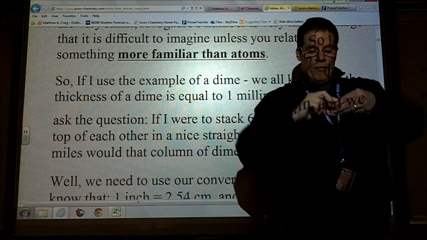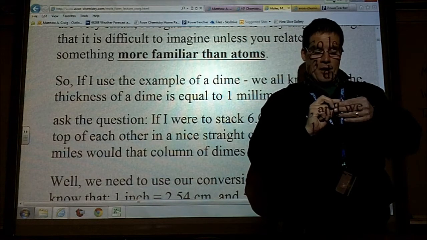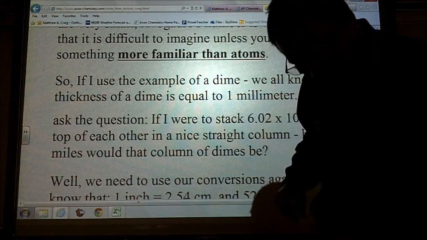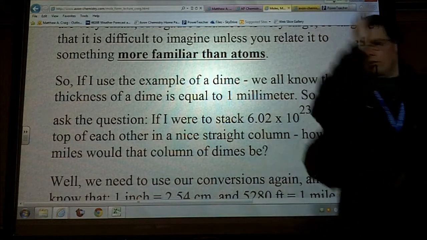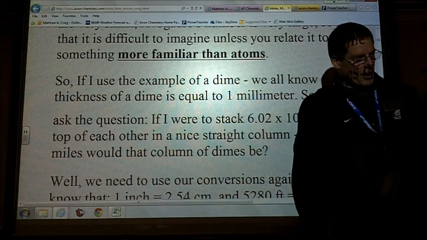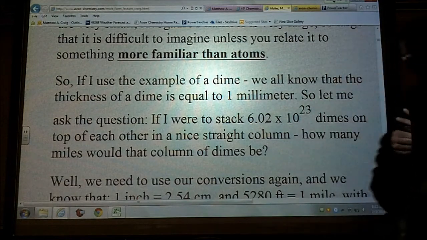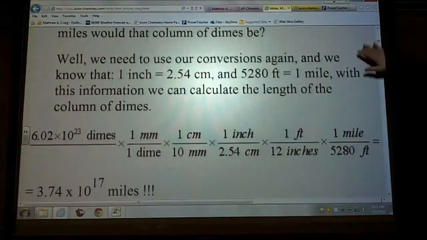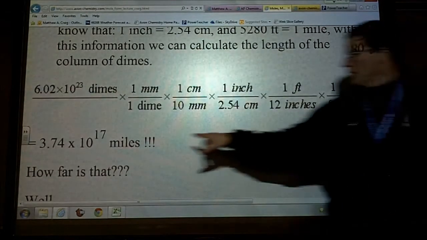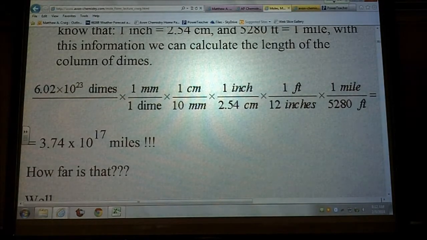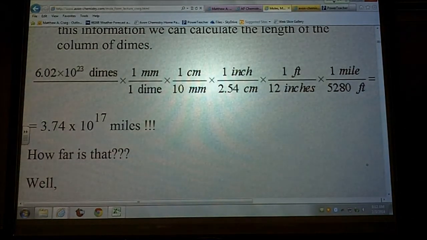Very good. So, I know it's early in the morning here, but let's say that I had that many dimes and I were to stack them on the desk here in a nice straight column. It wasn't swaying, and I was able to stack them all up. Number one, it'd probably take me a long time to count them. But if we use our conversion, we can determine that it actually would be 3.74 times 10 to the 17 miles in length. Okay. So my question to you is, well, how far is that?